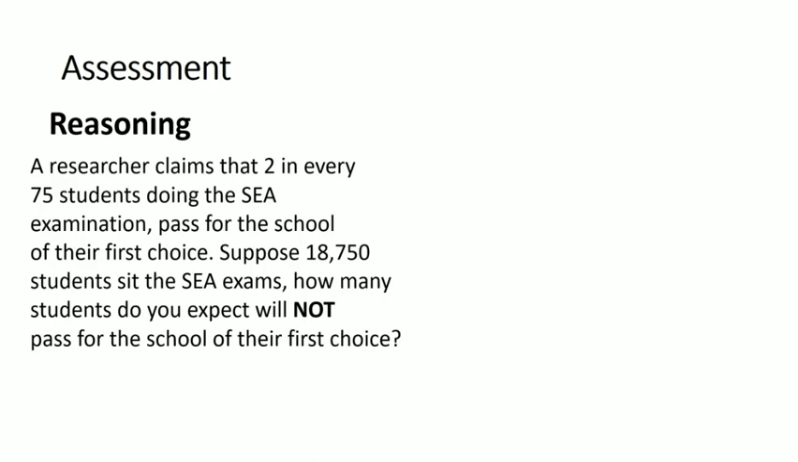Now let us look at the third domain. The third domain is usually trickier than the two domains. This requires a lot of reasoning. Here's an example. To resolve this problem, the first thing I will do is recognize that it's 2 in every 75 students doing the SEA exam who pass for the school of their first choice. My first reasoning is, if this is the case, then all of the students minus 2/75 of the students will be the fraction representing those students that do not pass for the school of their first choice.